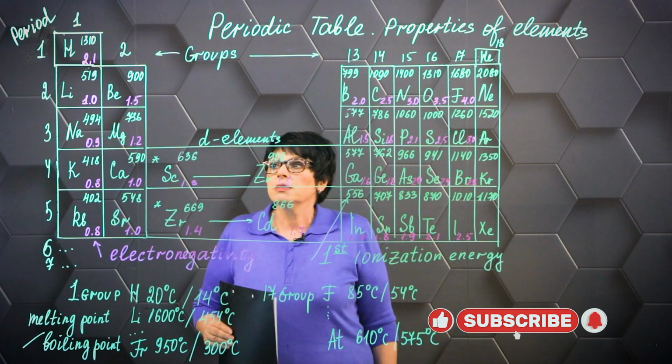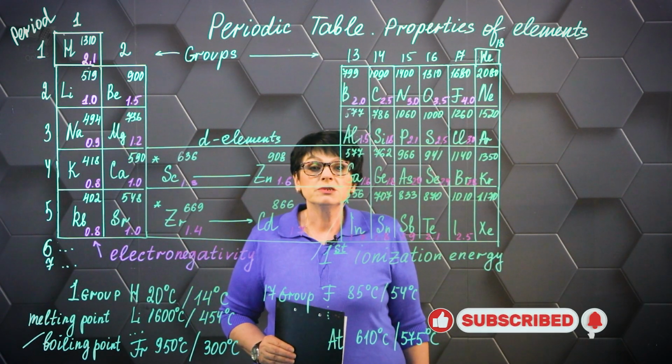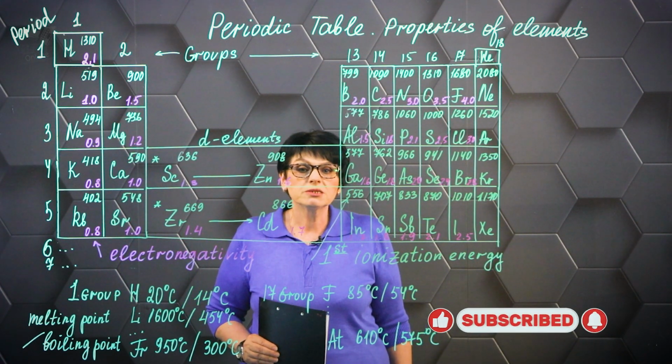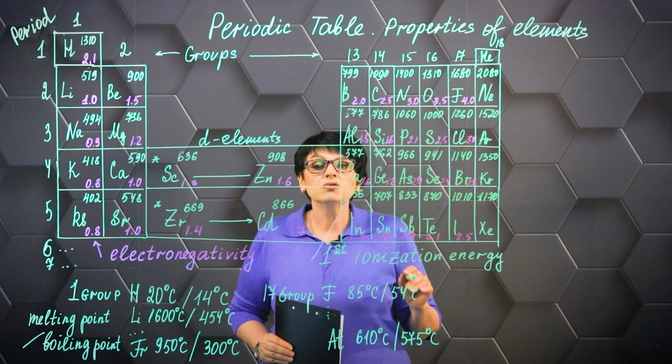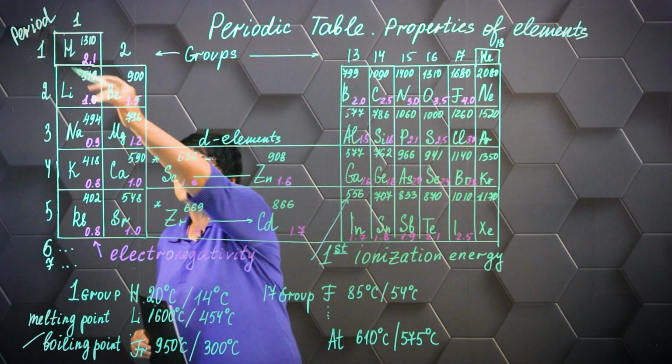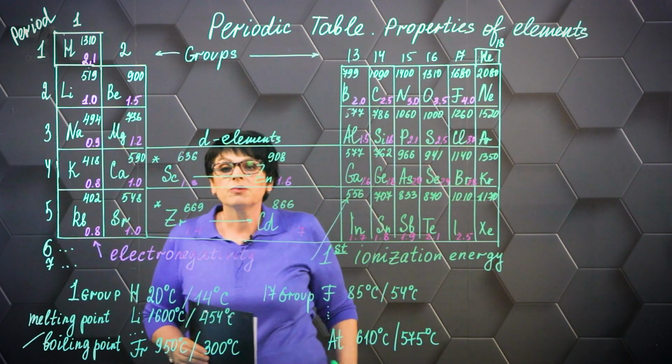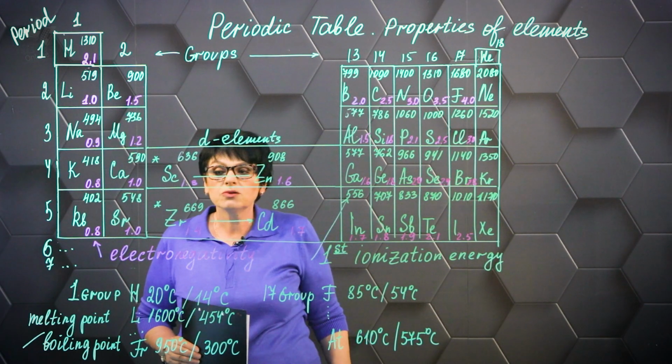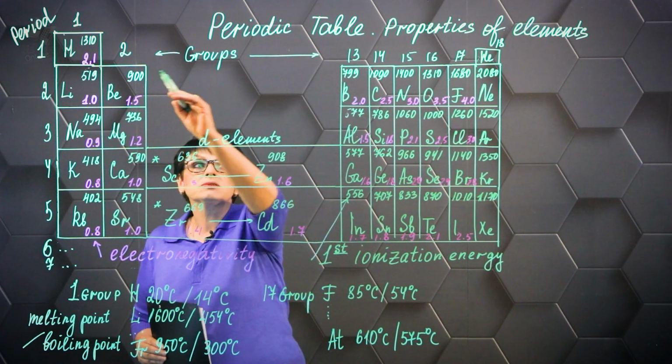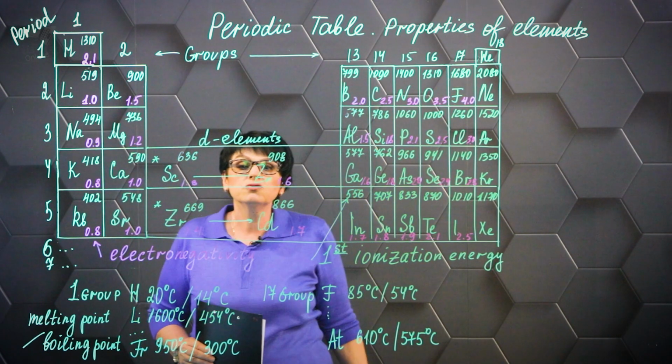On the screen you can now see a fragment of the periodic table. I will remind you that this is a half-length version of the table showing the periods. I have shown here up to and including the 5th period and the groups that go from the 1st to the 18th number.